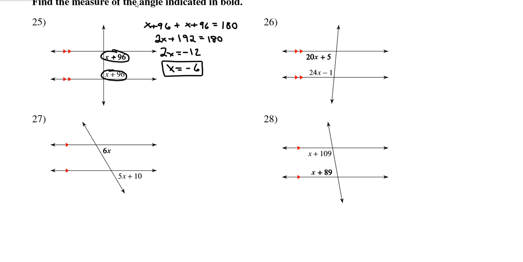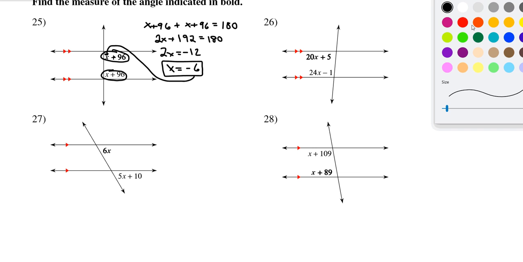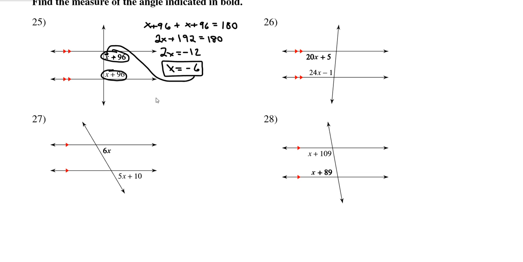But on this one, it says find the measure of the angle. So I need to find the measure of the angle by plugging this back in for x. So let me do this in a different color here. So my actual angle measure is not going to be x plus 96 anymore because now I know the value of x is negative 6. So x is negative 6. If I combine those together, I get 90. So the angle measurement is 90 degrees.